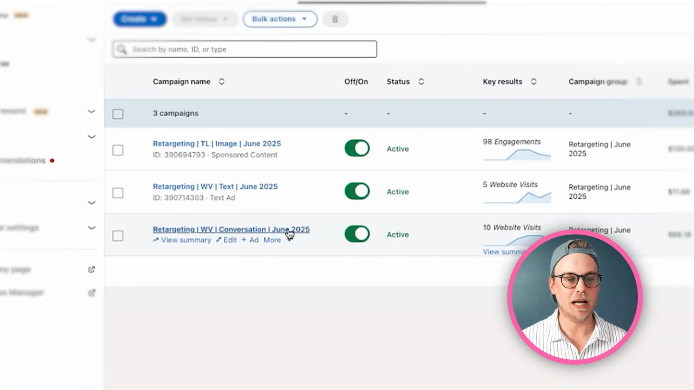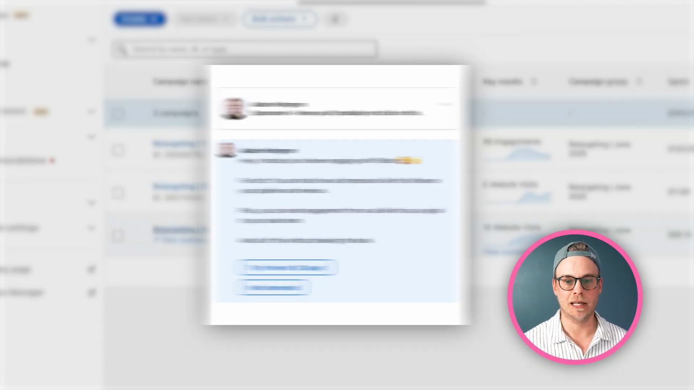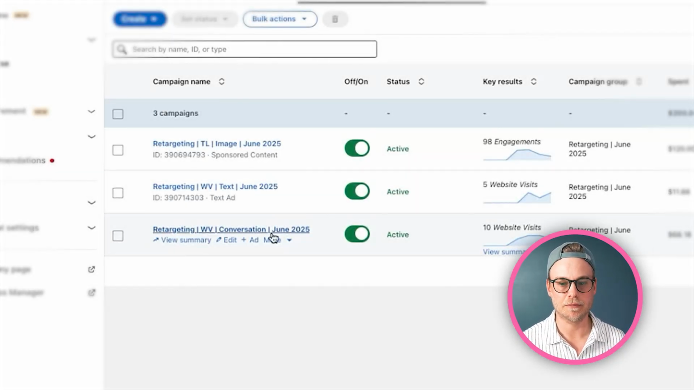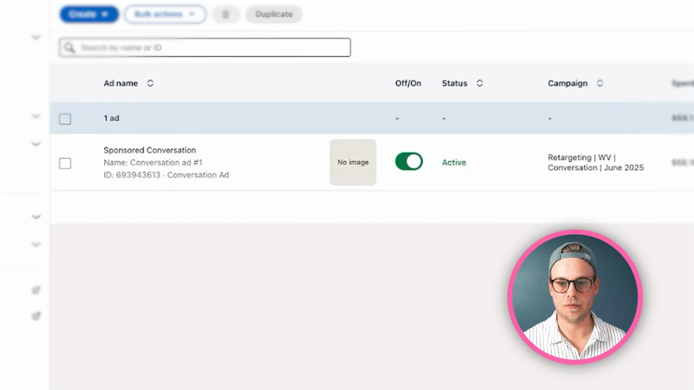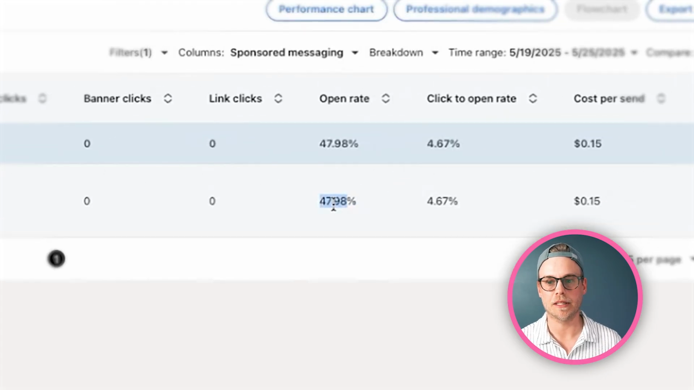And then we have, instead of image ads, I'm running conversation ads here. So it's a bit more intrusive. It's us as a person, so it's me getting into your inbox with a message. But what's so brilliant about this is that we have almost 50% open rate with this.